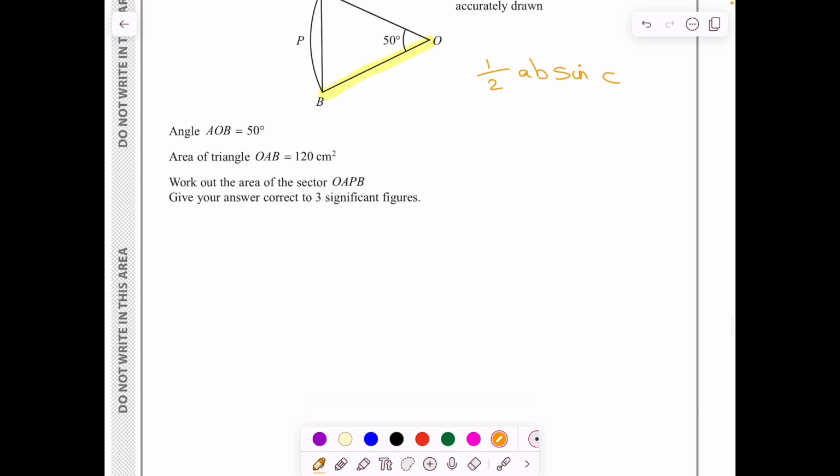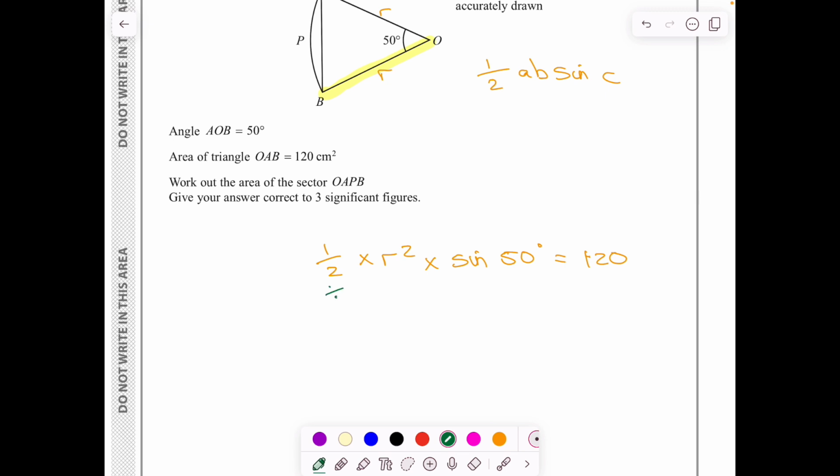So I know that the area is half times the radius squared. This is because they're both radii here and here, so that's what a and b are. So radius squared times sine 50 in this case. And we know that equals 120. You can do it all in one go, but I'll just do it in steps so you can see what I'm doing.